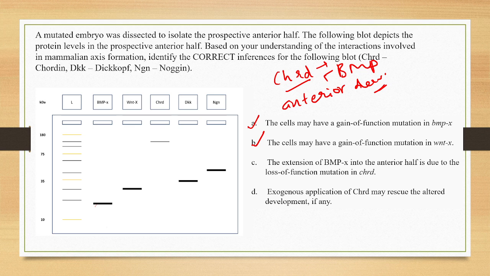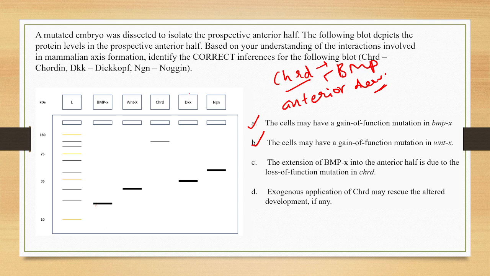And since cordon would be expressed, what will happen to the BMP level? BMP levels will go down. So BMP has to go down at the anterior level, and cordon has to be upregulated at the anterior level so that proper anterior formation takes place. In a normal embryo, this being a mutated embryo, we would expect higher levels of cordon because the anterior region is rich in cordon and cordon suppresses BMP.